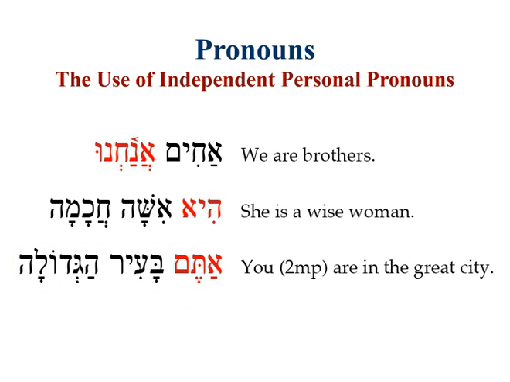Once again, note that in each of these sentences, the translation requires a present tense of the verb to be, even though there is no verb form in the sentence.